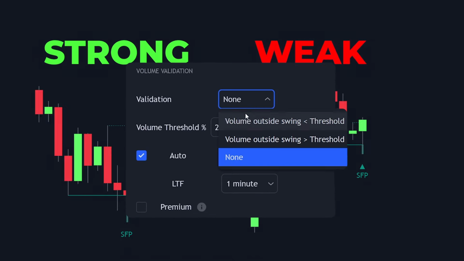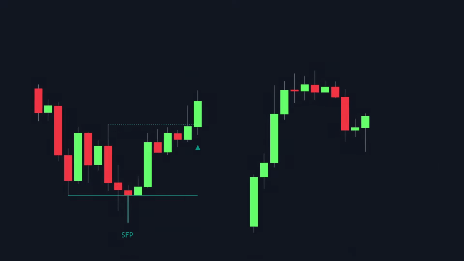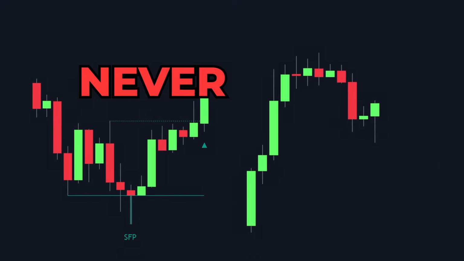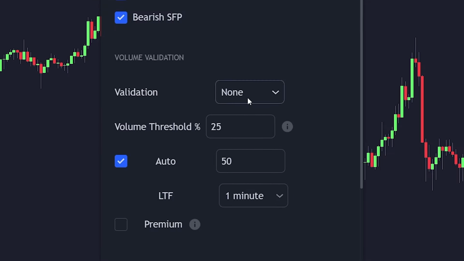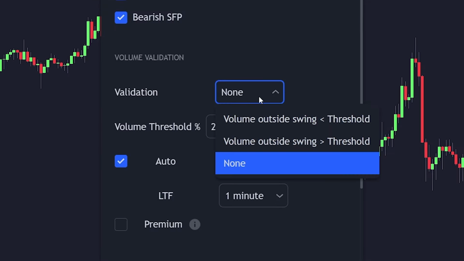That's why we also added a volume validation feature for a deeper look at these swing failures in a way that has never been done before. You see, when a candle wicks outside the swing point and the SFP label is plotted along with the two swing levels, you can use the volume validation feature to check if the volume outside the swing area is greater or lower than a percentage of the total volume.